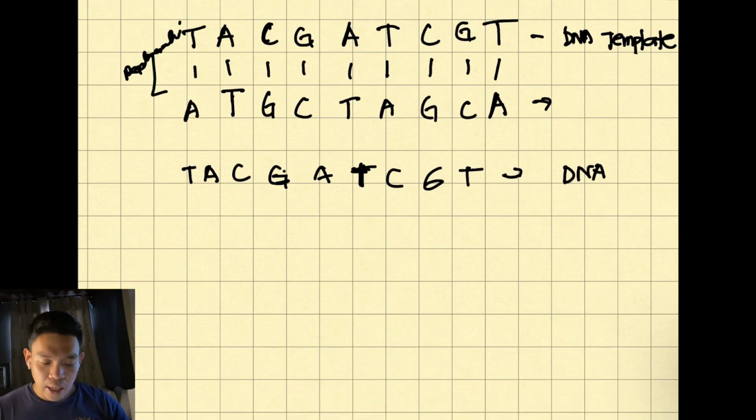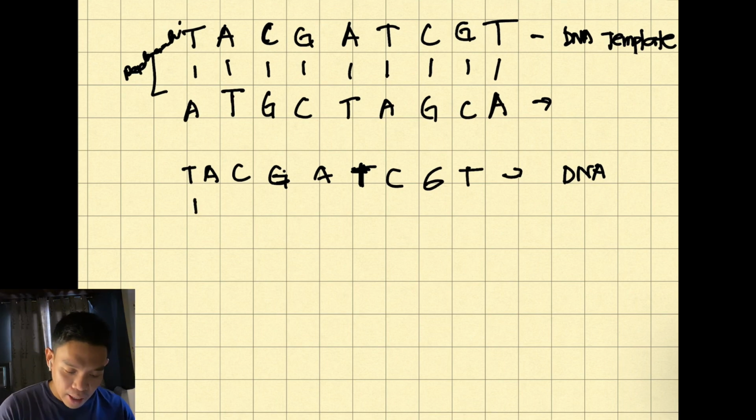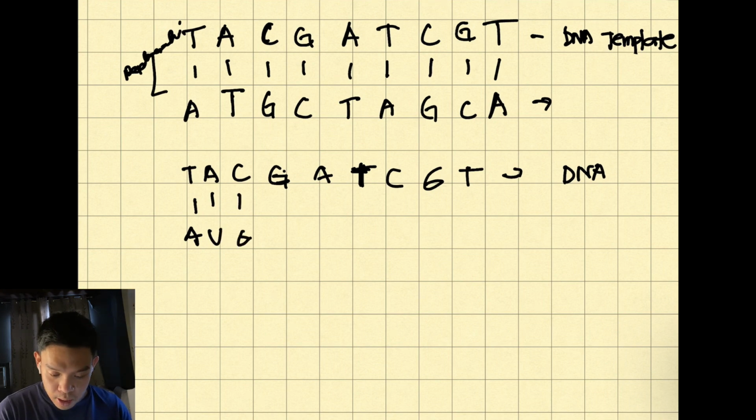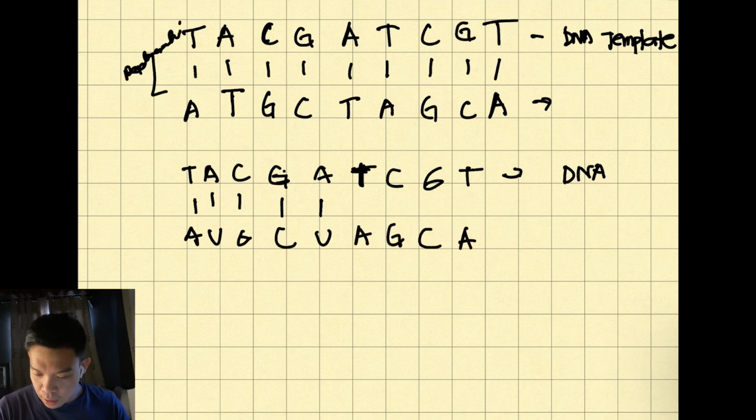So, in messenger RNA, always notice that adenine always pairs with uracil. So, T to A, A to U, C to G, G to C, A to U, T to A, C to G, G to C, T to A. So, we have AUG, CUA, GCU. What happens, Sir Mike? The A of the DNA template will be transcribed into uracil.